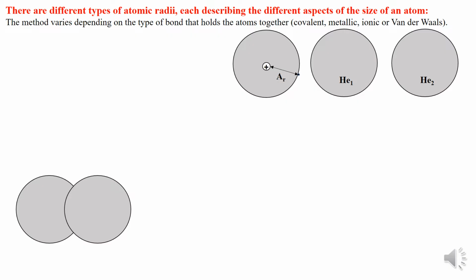So there are different types of atomic radii, each describing different aspects of the size of an atom. And the method used for determining the radius of an atom depends entirely on the type of bond that holds the atoms together. So it could be a covalent bond, metallic bond, ionic bond, or even van der Waals forces holding the atoms together.